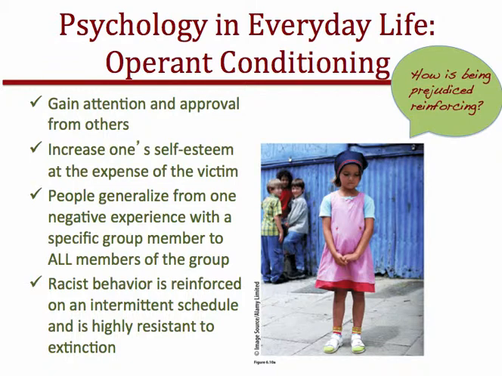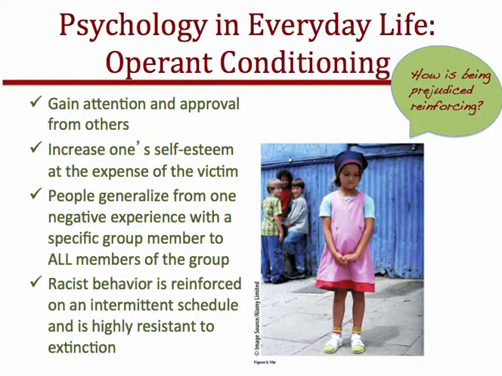As another example of operant conditioning in everyday life, prejudice can actually be viewed as reinforcing, or for that matter, bullying and other problematic behaviors can be reinforced, because you can gain attention and approval from others. Attention and approval from others, those would be good examples of secondary reinforcers. They can increase one's self-esteem at the expense of the victim. People can generalize from one negative experience with a specific group member to all members of the group, just like I talked about with the stinging insect example.